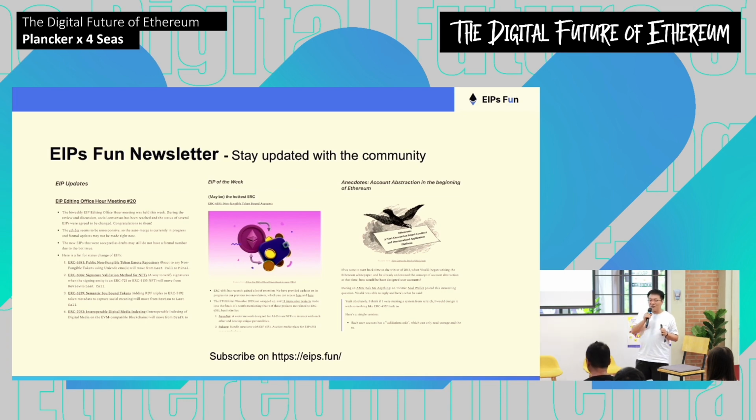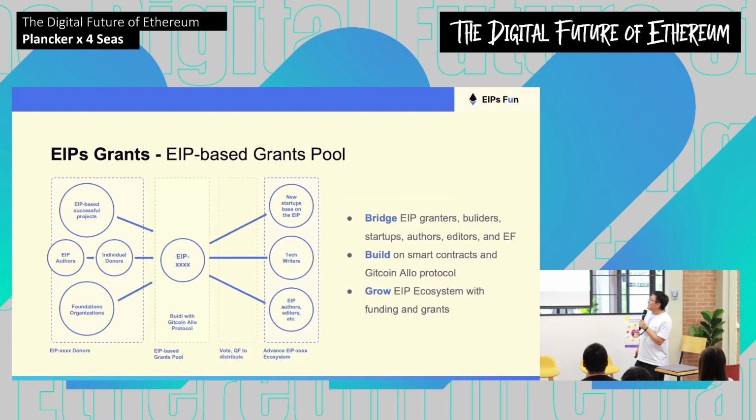For example, this week we found a conversation between Sol Valid and Vitalik on Twitter, talking about account abstraction in the beginning of Ethereum. So we list it here to help you know more history and stories about Ethereum. It's completely free, so feel free to subscribe on the official website.